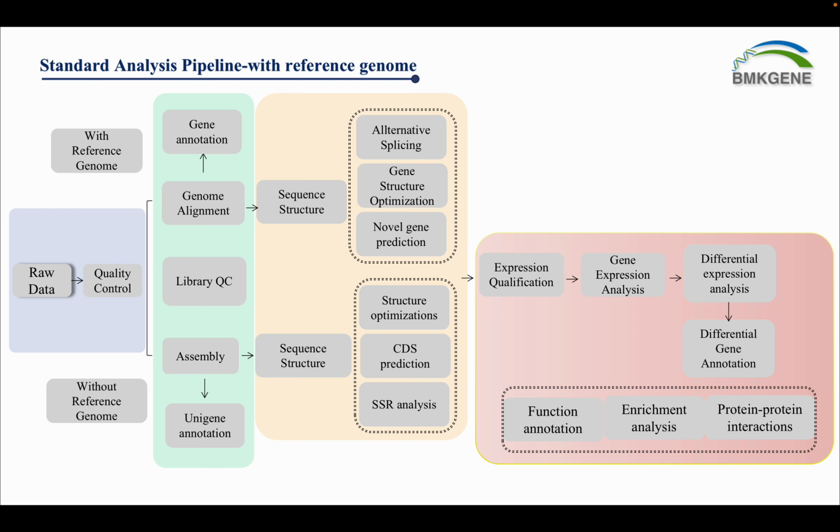If the reference genome is available, the reads are directly selected for comparison with the reference genome. And the third part is sequencing structure analysis, such as alternative splicing, novel gene prediction, and so on. And the last part is expression quantification, which is also the most important part, including gene expression analysis, differential expression analysis, and differential gene annotation.